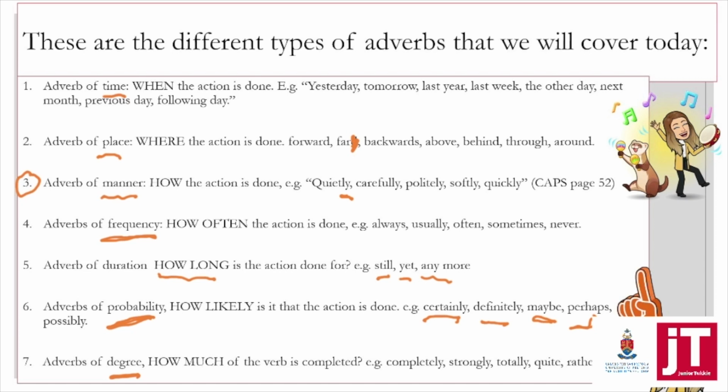Okay, let's go back to our baking or our cooking verb. How complete is it? It's completely cooked, or it's strongly done, or I strongly agree. How much do you agree? I strongly agree. Okay, I totally agree. I quite agree. I rather agree. Or the eggs are quite done, or they're rather done.